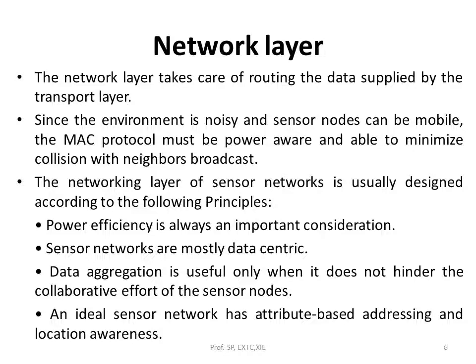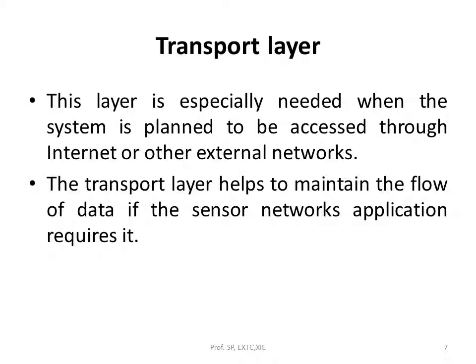Then we have the network layer. The network layer takes care of routing the data supplied by the transport layer. The network layer of a sensor network is usually designed according to the principle that power efficiency is always important. Sensor networks are mostly data centric, with data aggregation, attribute-based addressing, and localization or location awareness. Those things are taken care of by the network layer. The next layer is the transport layer.